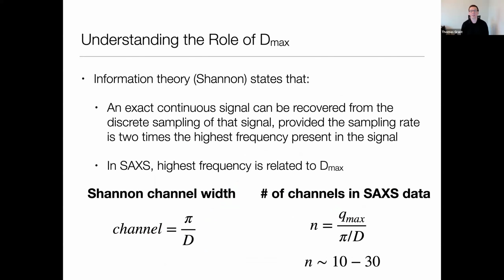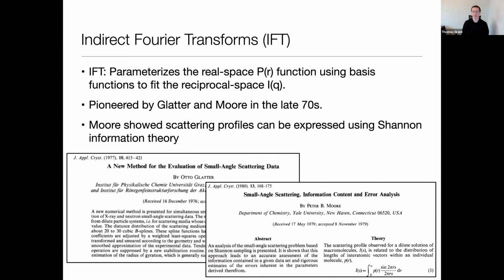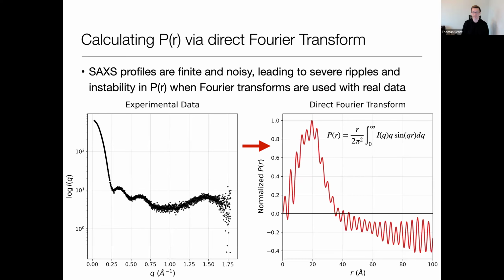So I want to talk about Dmax for a moment. This is where Moore's approach came to bear in the field. Moore tried to apply information theory, the concepts of communication, to solution scattering. The basic premise of Shannon's information theory is that an exact continuous signal can be recovered from the discrete sampling of that signal, provided that the sampling rate is at least 2 times the highest frequency present in the signal. This was the fundamental proof of information theory by Claude Shannon back in the 40s.